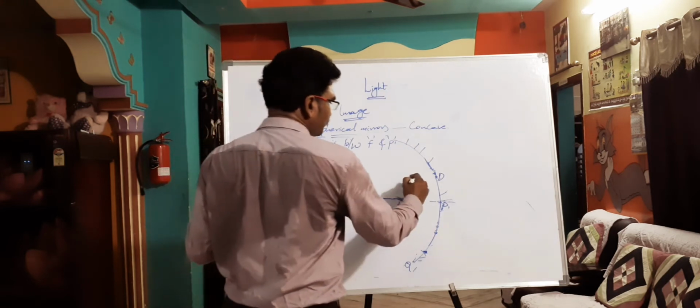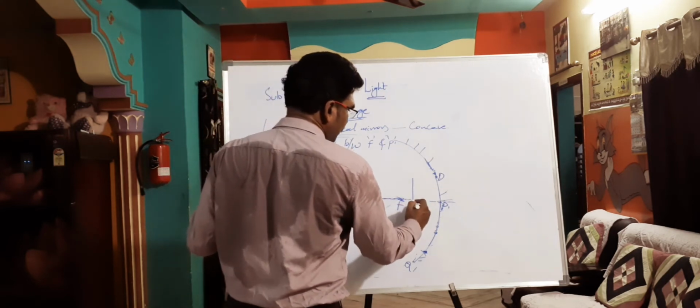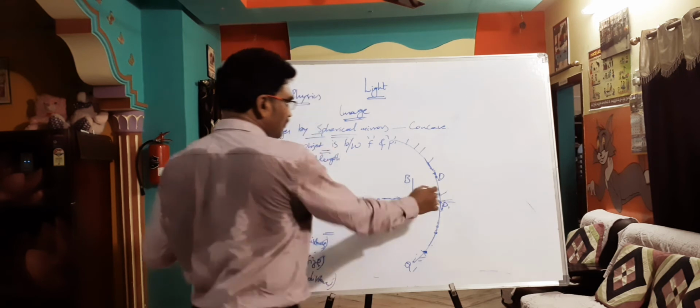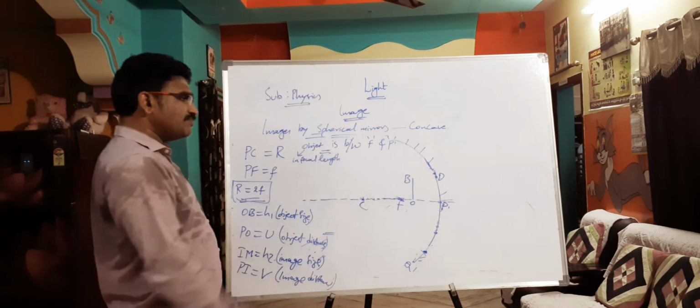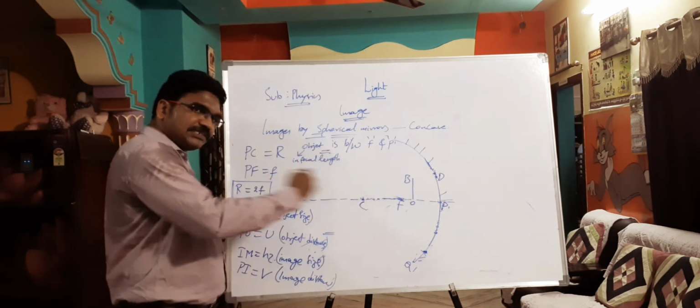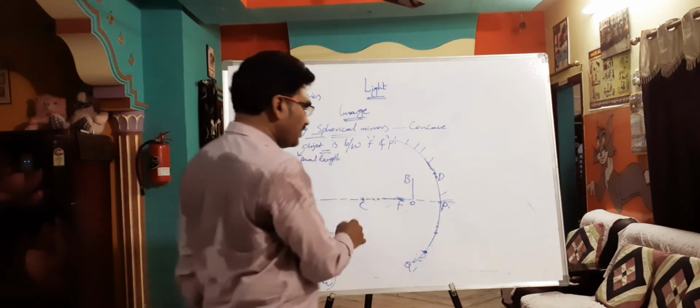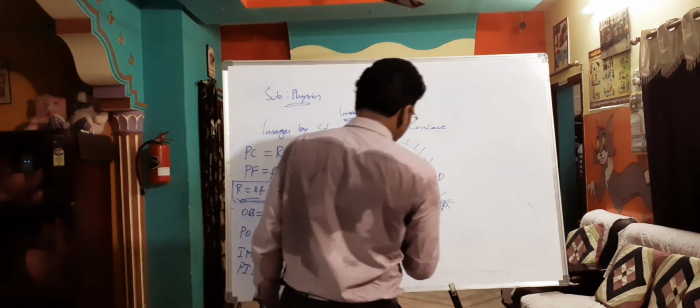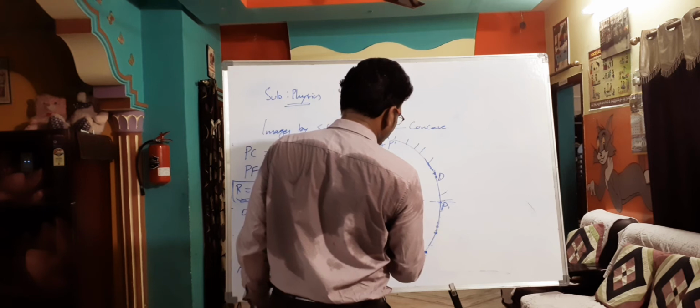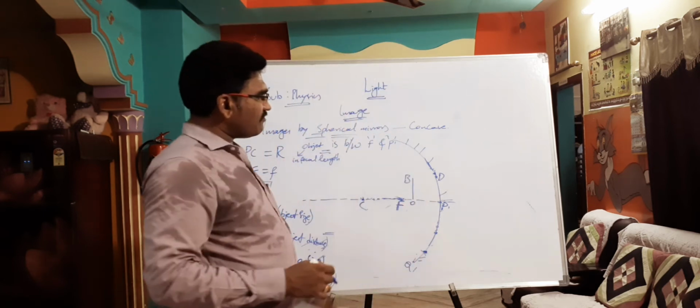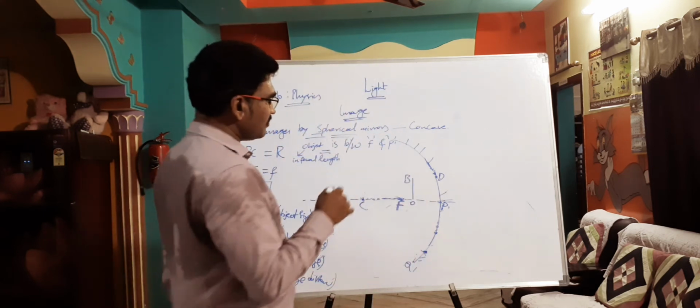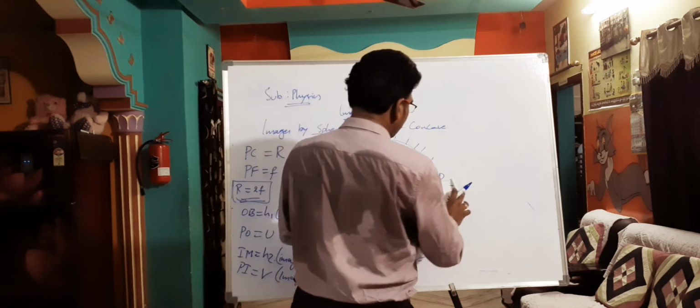Now you take, again, OB is the object. What is PO? PO is the object distance. Now the object distance is decreased. Still you are very near. Where are you? You are between P and F. P and F means you are in focal length. The object is in focal length. Then what happens?